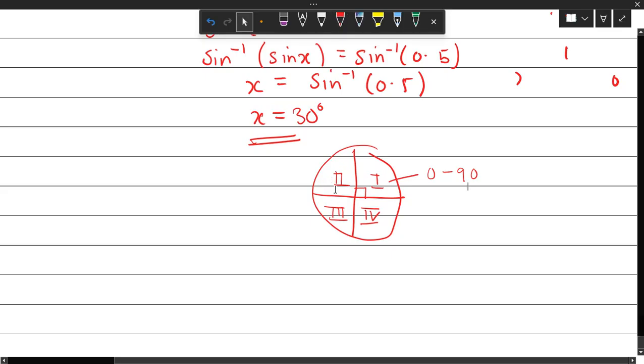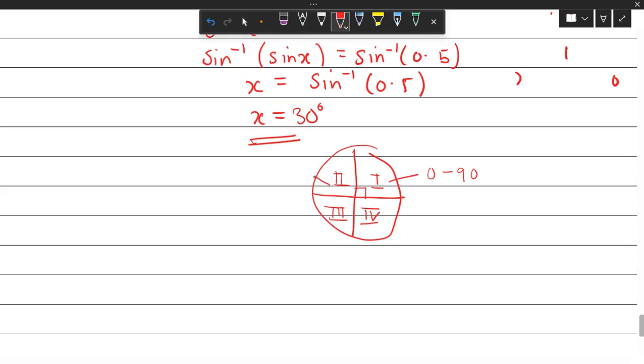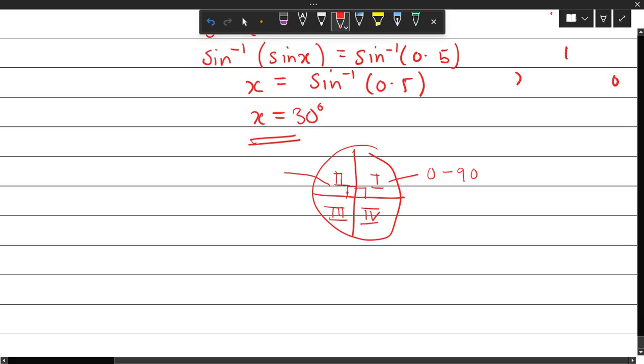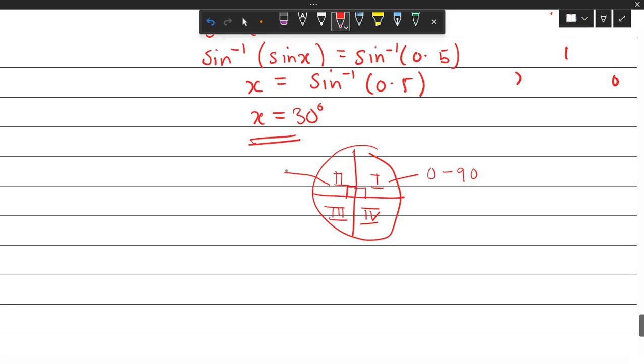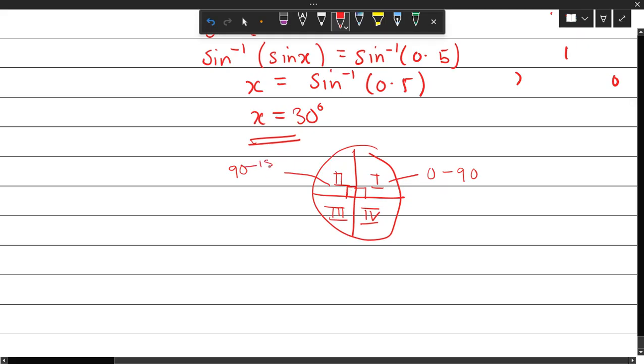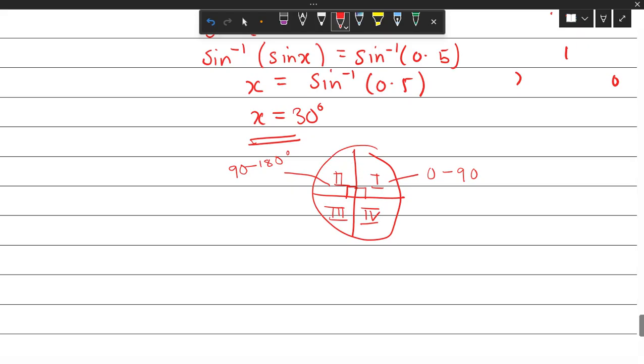Then you come to this quadrant here, quadrant 2. You know that there is another 90 here. So meaning this is 180 now. So the values of angles range from 90, this one, plus another 90, to 180. This line is 90 degrees plus another 90 degrees, so 90 to 180.